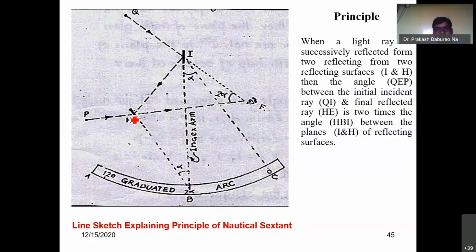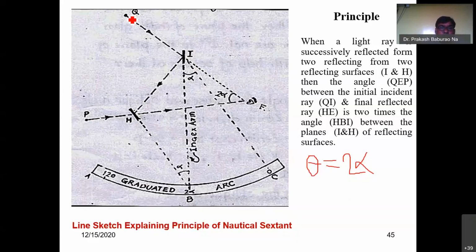The index glass is also fixed on the index arm, and the index glass is adjusted while bisecting the object. You get the reflected image on the uppermost part of the silvered part of this horizon glass, at the lowermost part, when you are bisecting the object. And the principle you have to utilize is this: theta is the angle bounded between the objects, and as per the working principle, the angle measured by this instrument is alpha. Alpha is the angle measured between the two stations.